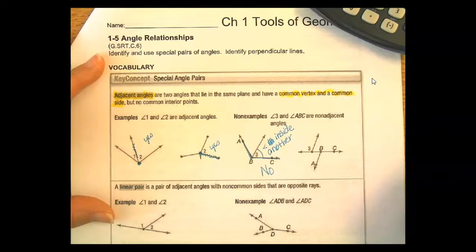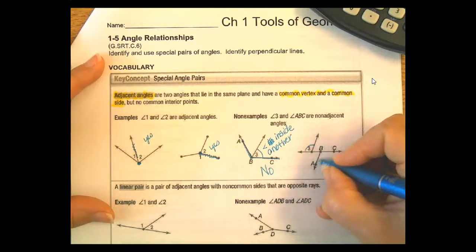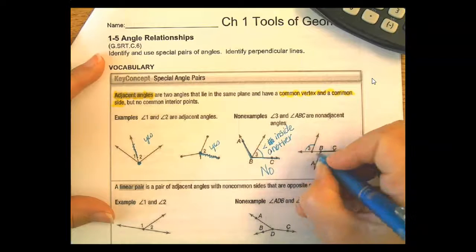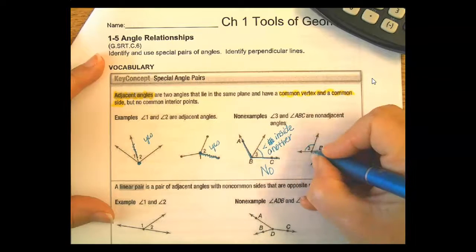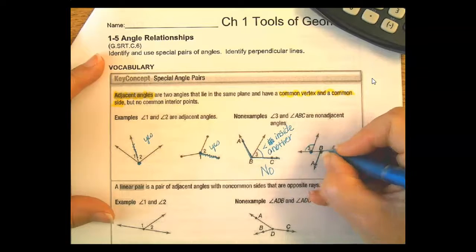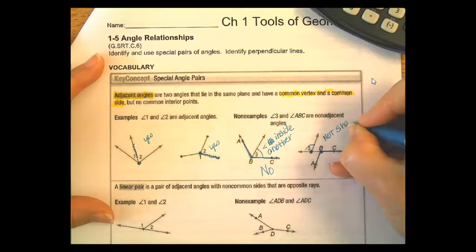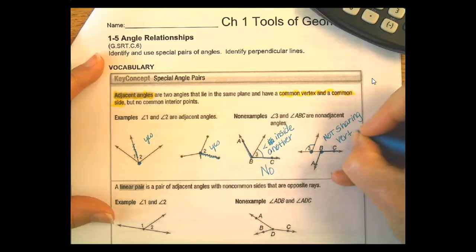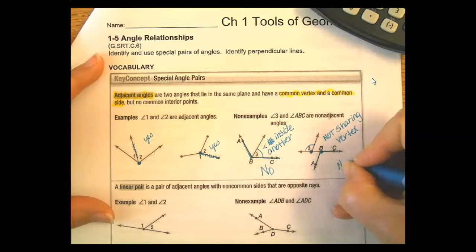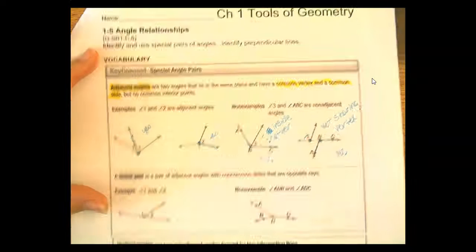Okay, this one, so angle 3, which is here, and ABC are completely different. You're saying that maybe they're sharing this, but they don't have a common vertex. So there's this vertex and here's this vertex. So they are not sharing a vertex here. I like this because it gives two good examples of what is not adjacent. Okay, this next section.